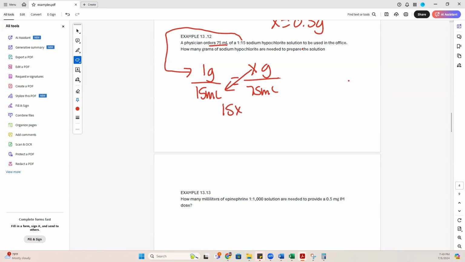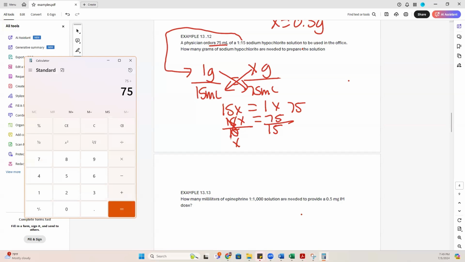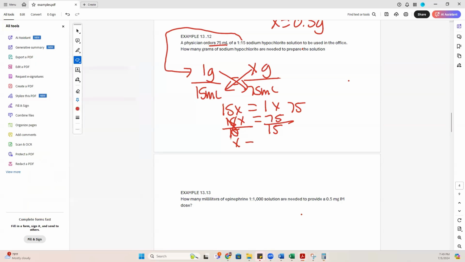So we would do 15x is equal to 1 times 75. So we have 15x is equal to 75. We want to get x alone, so we're going to divide each side by 15. And we're going to get that is 5 grams.